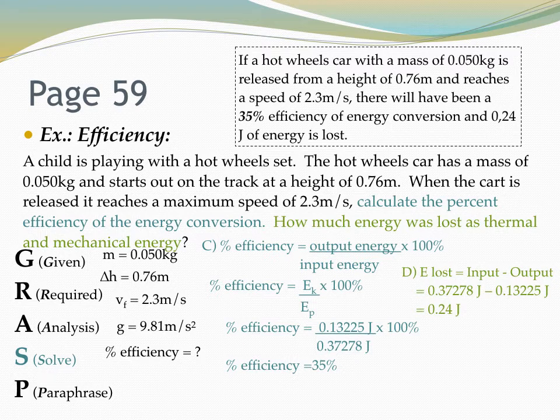We'll end it by paraphrasing it. As always, if a Hot Wheels car with a mass of 0.050 kg is released from a height of 0.76 meters and reaches a speed of 2.3 meters per second, there will have been a 35% efficiency of energy conversion, and 0.24 joules of energy is lost. So that's that useless energy, which is probably from the friction of the wheels on the track as it went down, as well as just the car itself not being that smooth a ride, etc. So that's how much energy we'd lose.